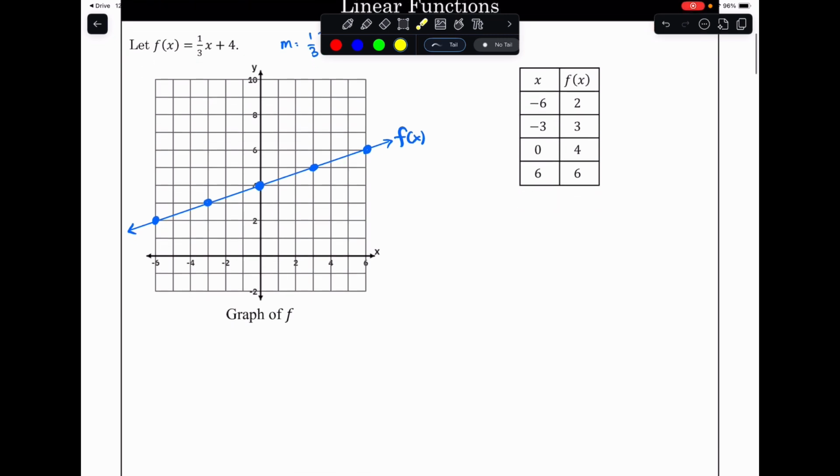Now, if we look at this table right here that represents, again, these points, as you see right here, these are the points that we have. -6, 2. -3, 3. We have a point at 0, 4. And then we have a point over here at 6, 6. Okay, let's look at what the rate of change is in those values.